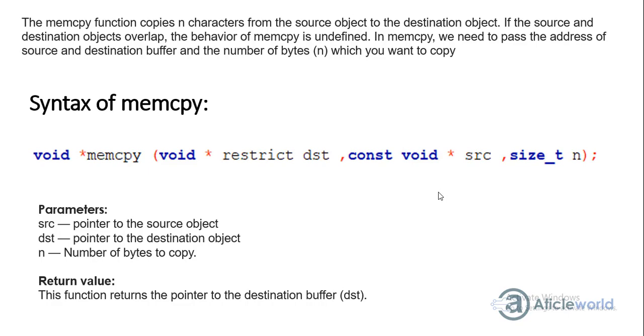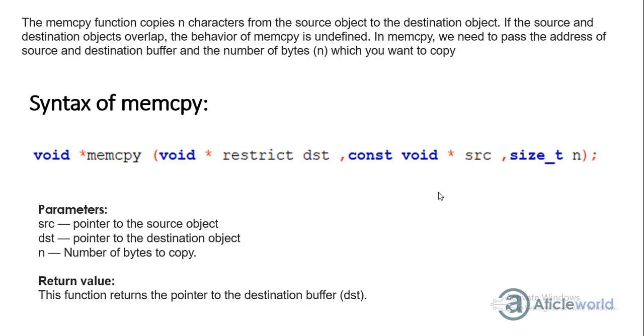In the C programming, we use memcopy function to copy n characters from the source memory to the destination memory. In this lecture, I will explain how we can use memcopy in our C program and some important points regarding the memcopy function. So let's get started.